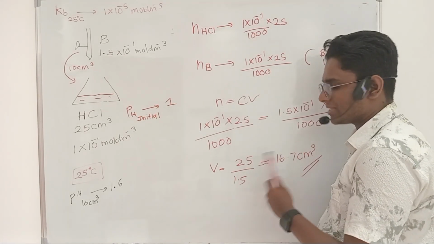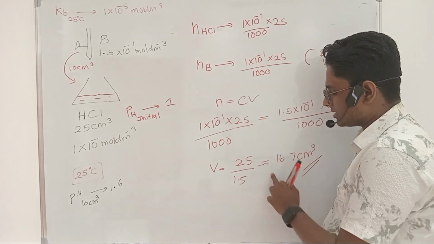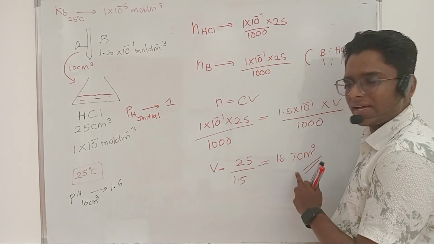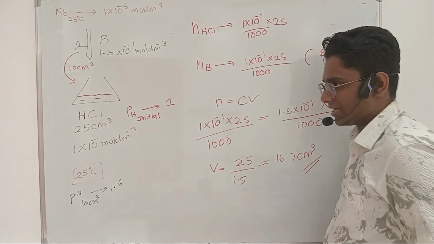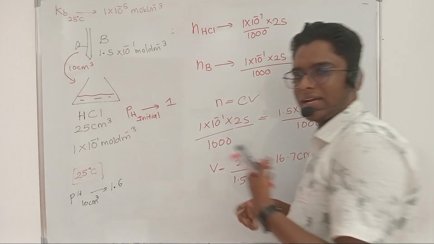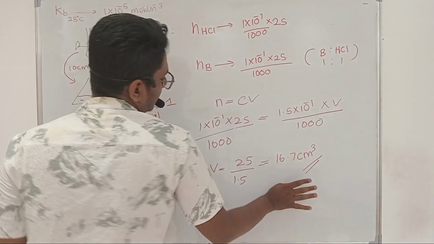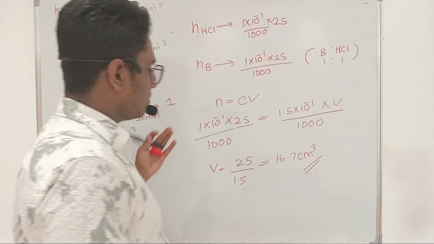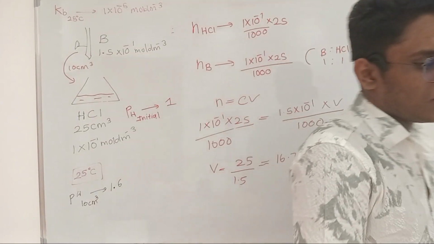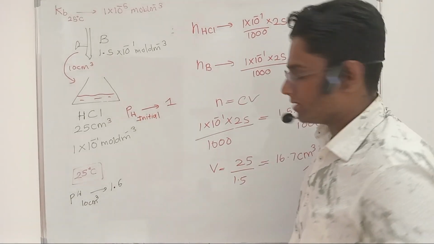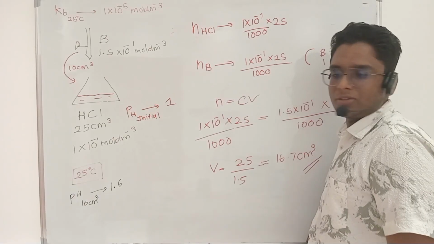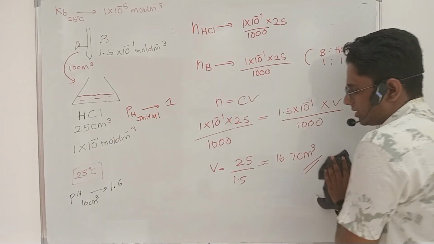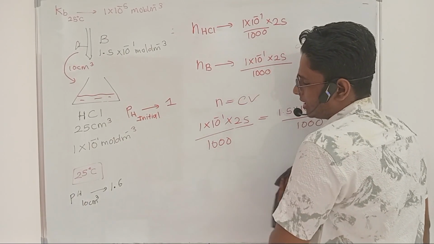So normally the endpoint is the practical value of the equivalence point, because humans have errors and can't find this exact point. So the endpoint will be a slightly higher value than the equivalence point. Equivalence point is the theoretical value, endpoint is the practical value. That is not needed much, but you have to remember that endpoint is always greater than equivalence point.